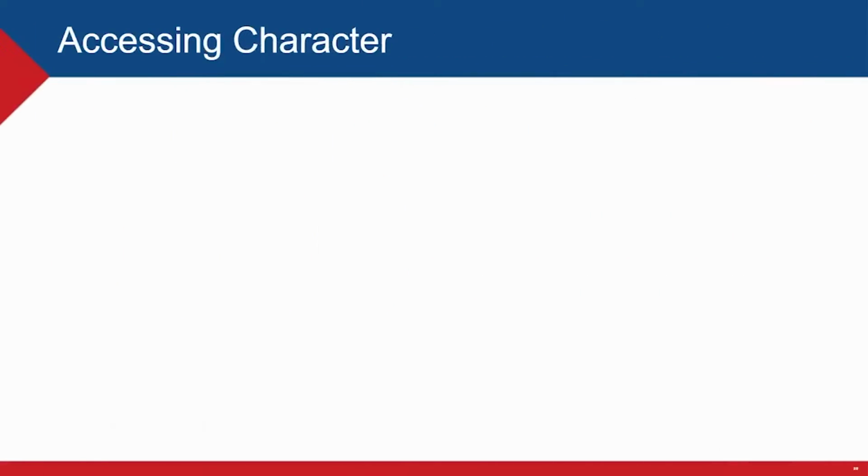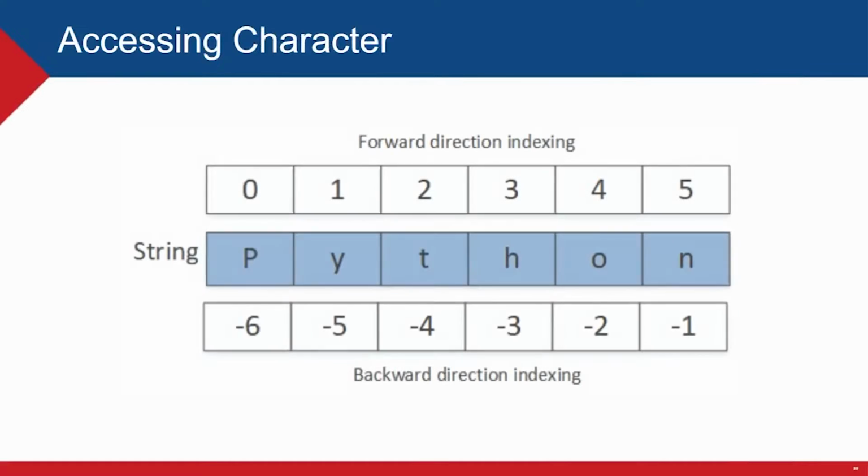So how to access a specific character in a string? So character in a string can be accessed using indexes. And here with this picture you can see there are two types of indexing: forward direction indexing and backward direction indexing.